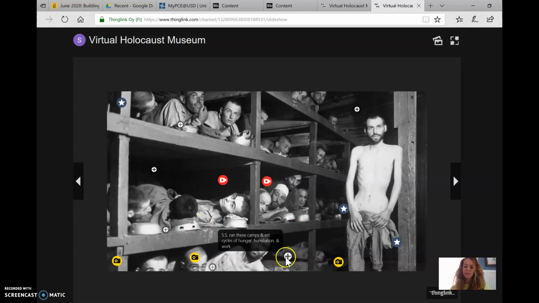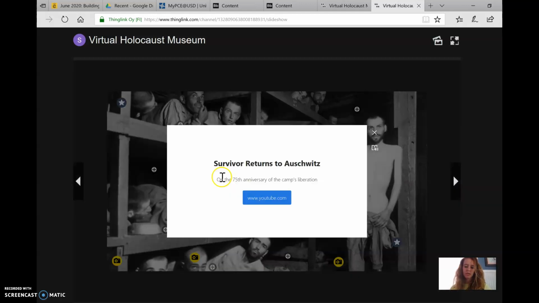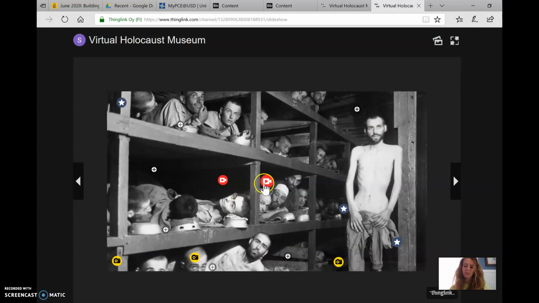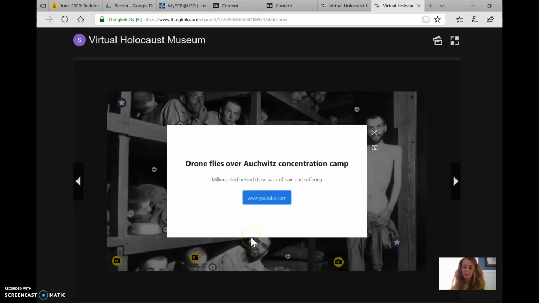But as you explore this, make sure you're reading the text snippets, you're checking out the pictures, and reading some of the articles and videos. Here's a survivor returning to Auschwitz on the 75th anniversary. This is one of my favorite ones. This is a drone flying over the Auschwitz concentration camp today. It's kind of interesting to just see the landscape, the buildings, and just get that aerial view. I think you're going to enjoy that video.